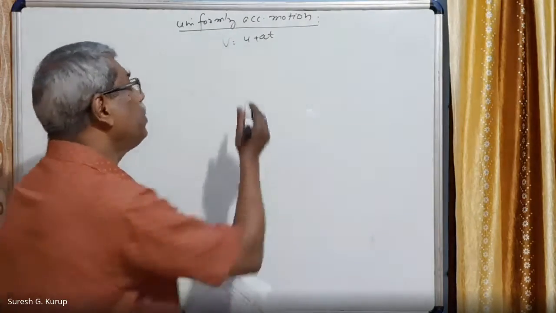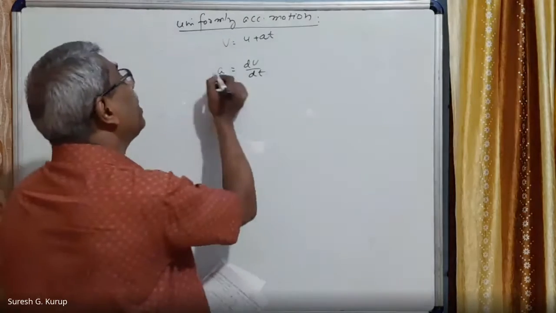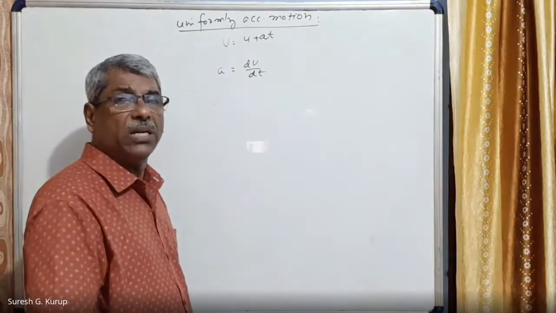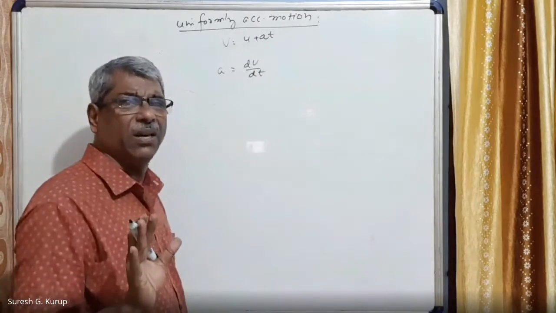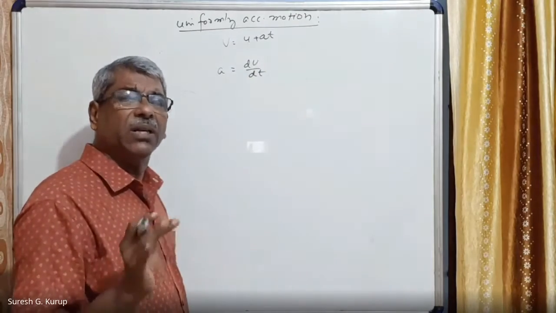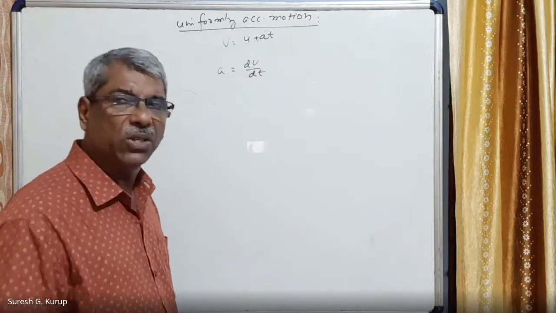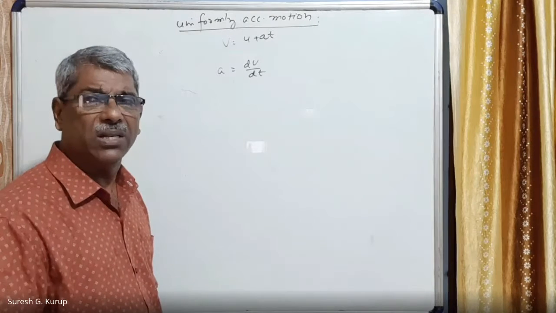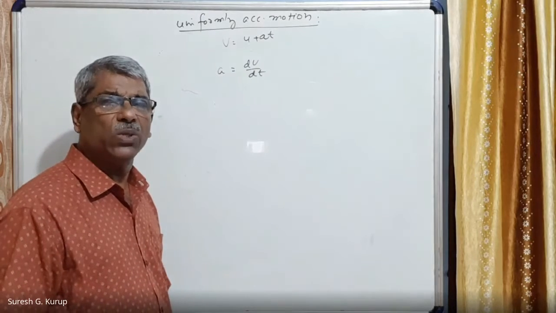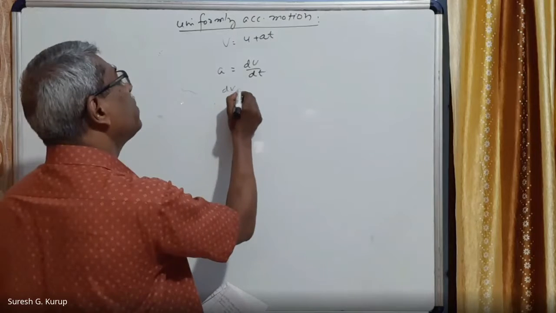We know that a is equal to dv by dt. Everybody knows that, because acceleration is the rate of change of velocity, and rate of change of velocity means dv by dt. It is strictly for instantaneous values, but this is the expression generally used. For average values we use delta v by delta t, but generally in all cases we use a equals dv by dt. So from this relation, we can write dv equals a dt.